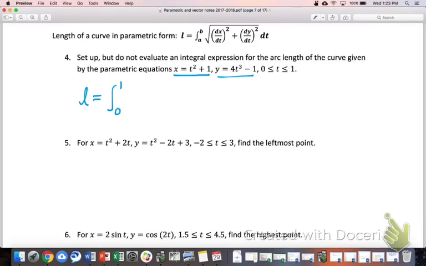So give me the integral from 0 to 1, and let's see here, dx dt would be 2t, so 2t quantity squared, plus dy dt would be 12t squared, so 12t squared goes right there, and times dt, and that would be it. This one, we might get ourselves into a little bit of trouble trying, well, actually, this would be pretty easy to do on paper, but let's just leave it at that, okay?